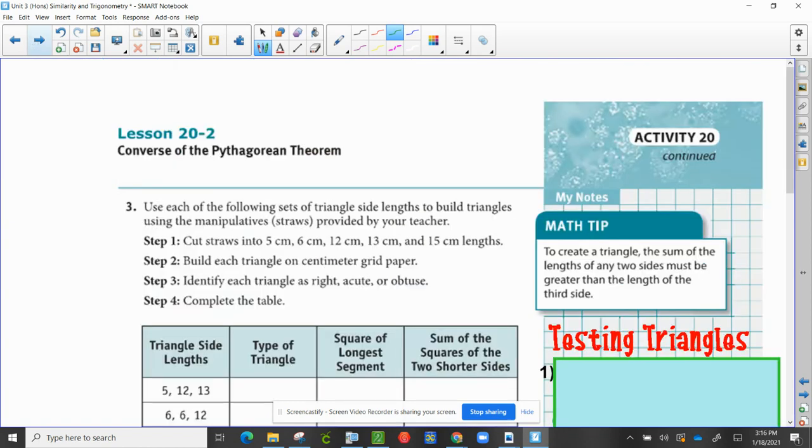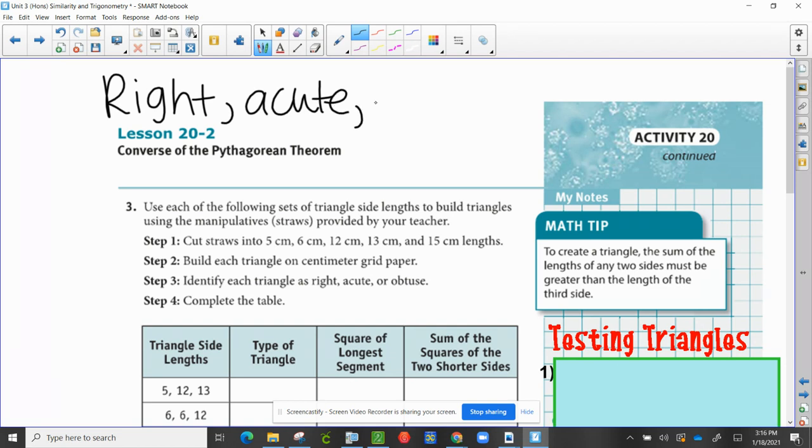Let's move on to the next page here. We're going to be talking about how to classify triangles. So is it a right triangle? Is it an acute triangle, meaning the angles are smaller than 90 degrees? Or is it an obtuse triangle?